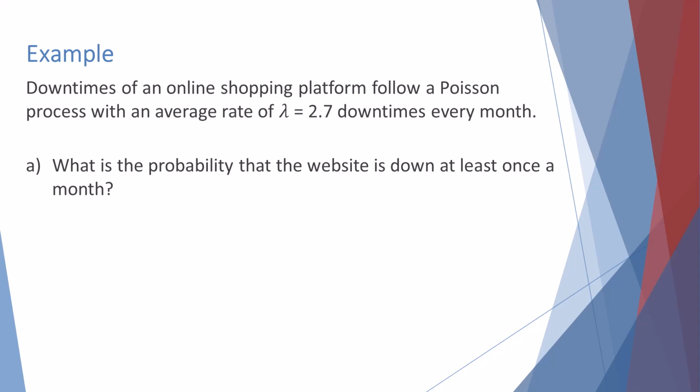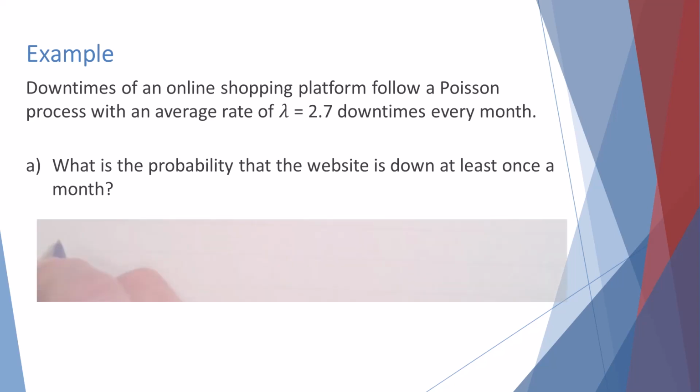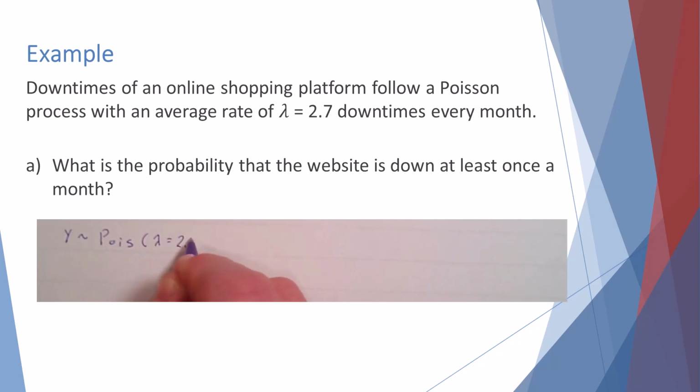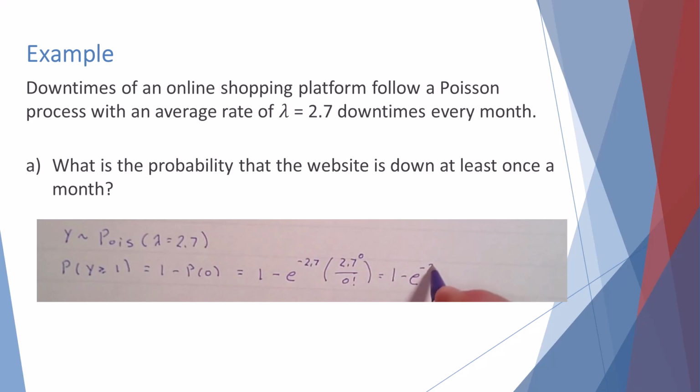Okay, so first of all, we notice here that we're being asked about the number of successes that occur over a given period of time, which we know means that we have a Poisson distribution, and here our lambda is equal to 2.7. And so now we're going to try to find the probability of at least one success over the month, and that is equal to 1 minus the probability of no successes, which is equal to 1 minus e to the negative 2.7 times 2.7 to the 0 over 0 factorial. We're just plugging this into the Poisson PDF. That gives us 1 minus e to the negative 2.7, which we find to be approximately equal to 0.9328.